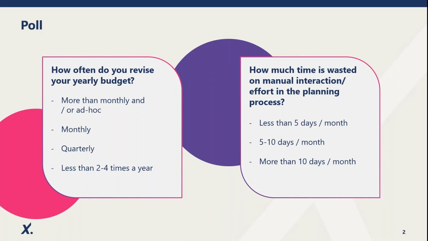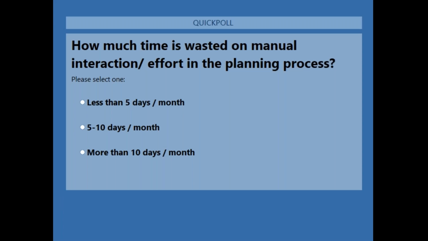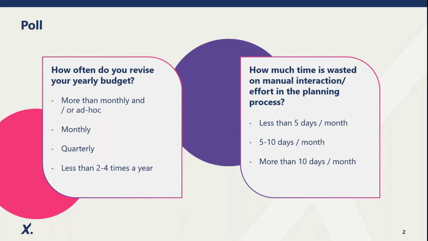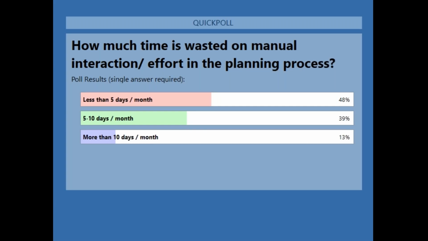Thanks, Taylor. Okay, awesome. Let's move on to the next poll, which asks: how much time is wasted on manual interaction or effort in the planning process? Is it less than 5 days per month, 5 to 10 days per month, or more than 10 days per month? Let's give everybody a minute to respond to this one. Thanks, everybody, for the participation. How is this poll looking, Taylor?